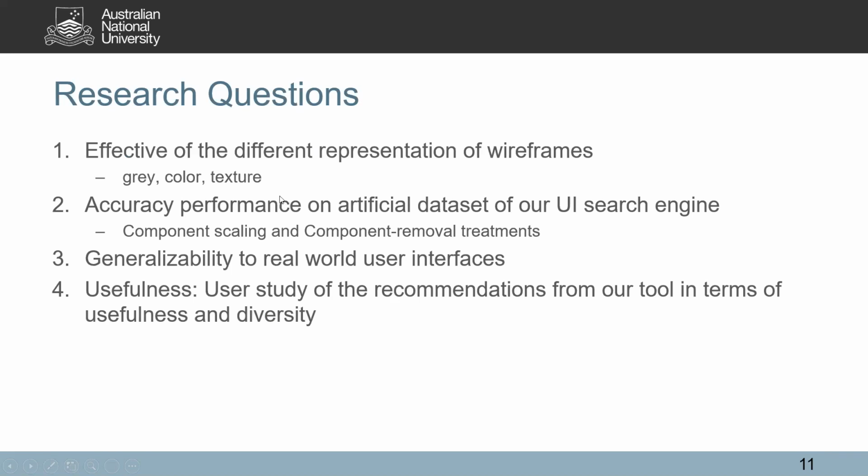We consider four research questions. The first is to decide which method to use to represent each component in the wireframe. Should we use gray colors, or colors, or texture to represent different elements? The second one is regarding the accuracy of our model. We also evaluate the generalizability and the usefulness of our model. I will only discuss the accuracy experiments due to the time limitation.